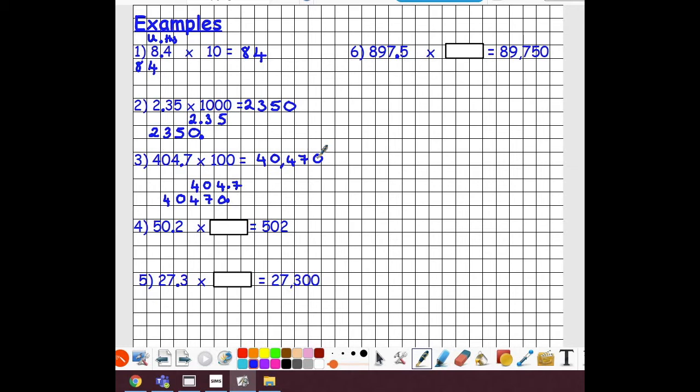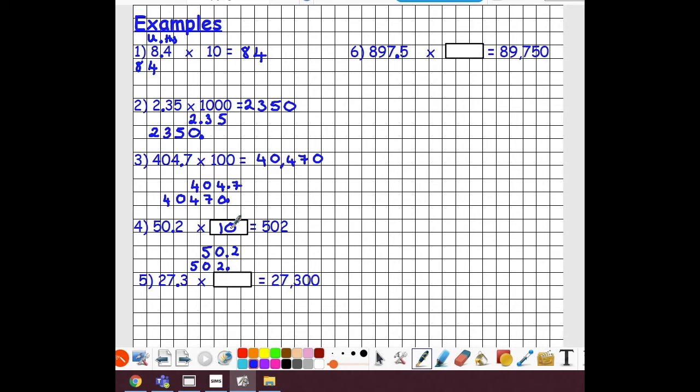Looking at our next example, 50.2 times something equals 502. Well, we started with 50.2. Our decimal point is in the same fixed position. And we end up with 502 as our answer. We can see here that the 5 has moved one place. It's moved over to our hundreds, to the left. Therefore, we must have times by 10.